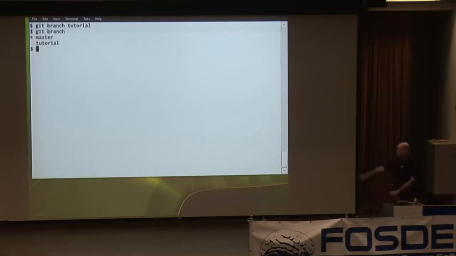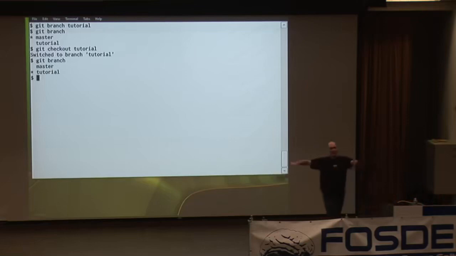So I've got two branches. The little star says which one I'm on right now. Master's the main one. I really want to switch to the tutorial branch, so git checkout tutorial. And hey, it does bash completion: switched to branch tutorial. And now we're on the tutorial branch, so anything I do is on my separate branch. I won't mess with Linus's. If I pull, it's good.